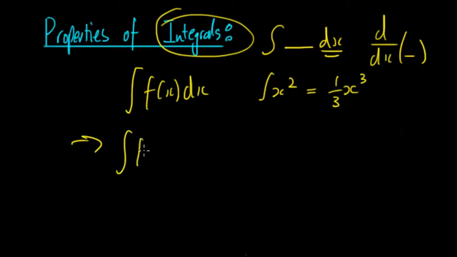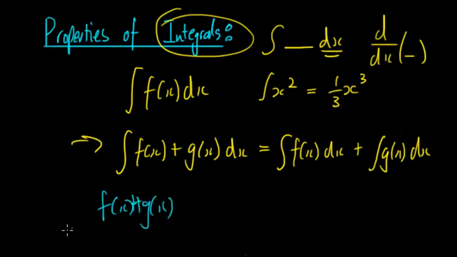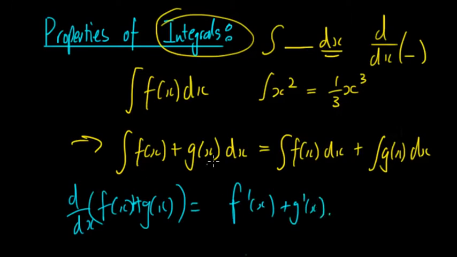If you have the integral of f(x) plus g(x) dx, this is equal to the integral of f(x) dx plus the integral of g(x) with respect to x. This is similar to differentiation, where if you had f(x) plus g(x) and wanted to differentiate the entire thing, you could split it up into f'(x) plus g'(x). The same thing applies with the antiderivative.